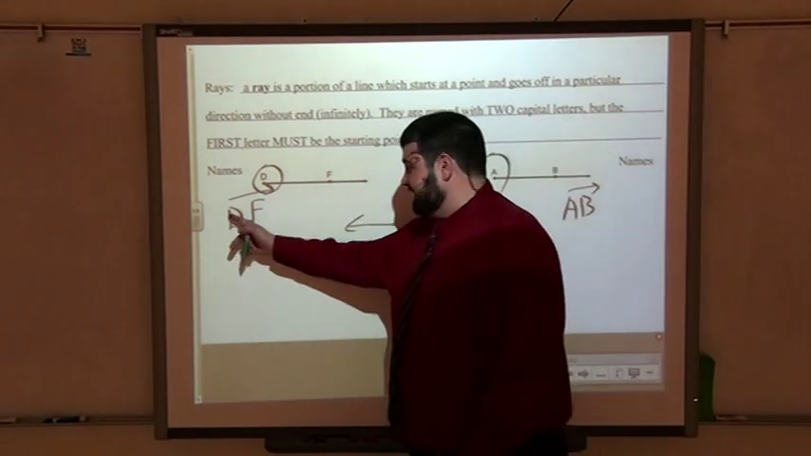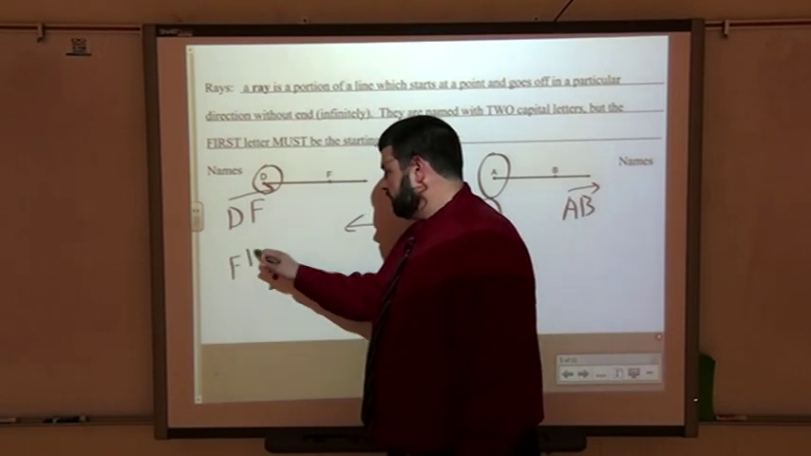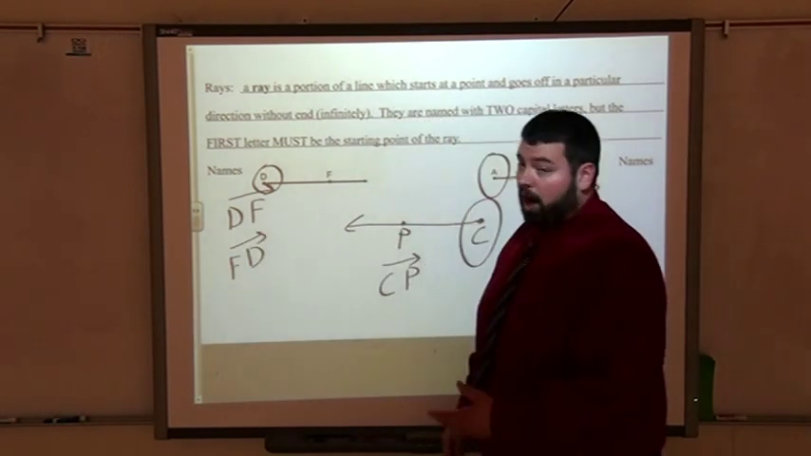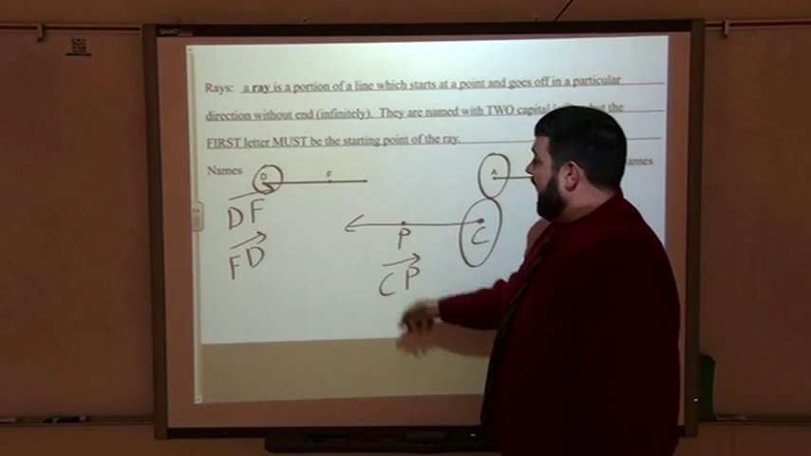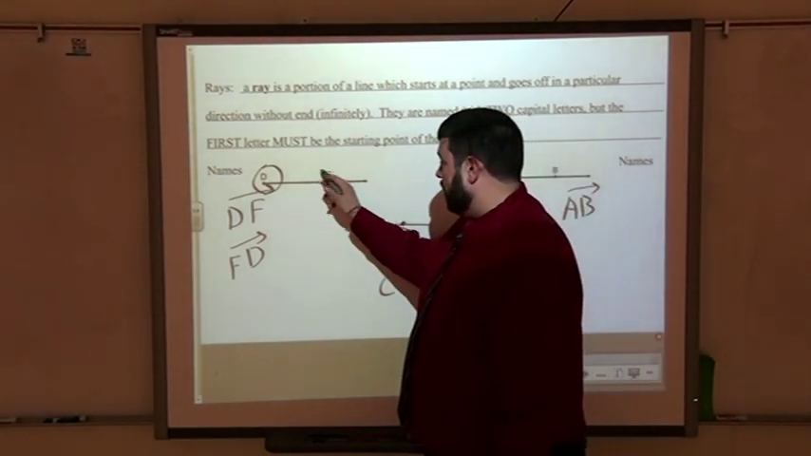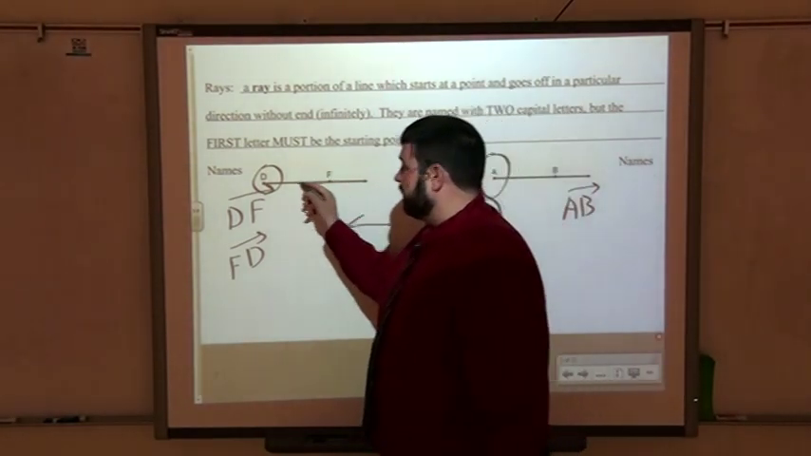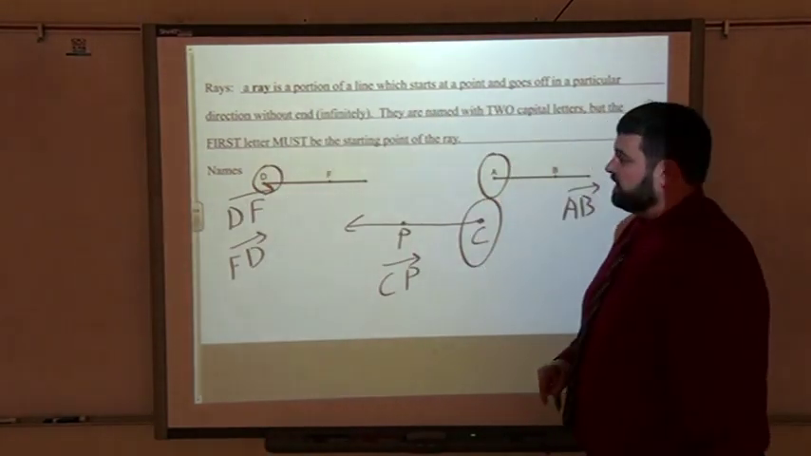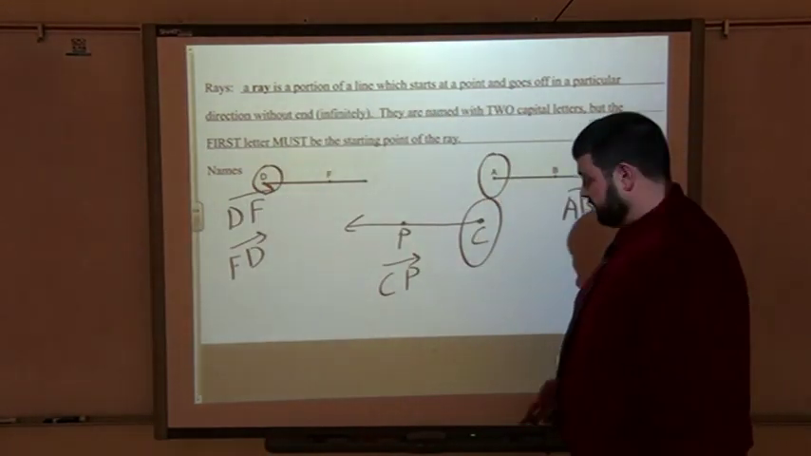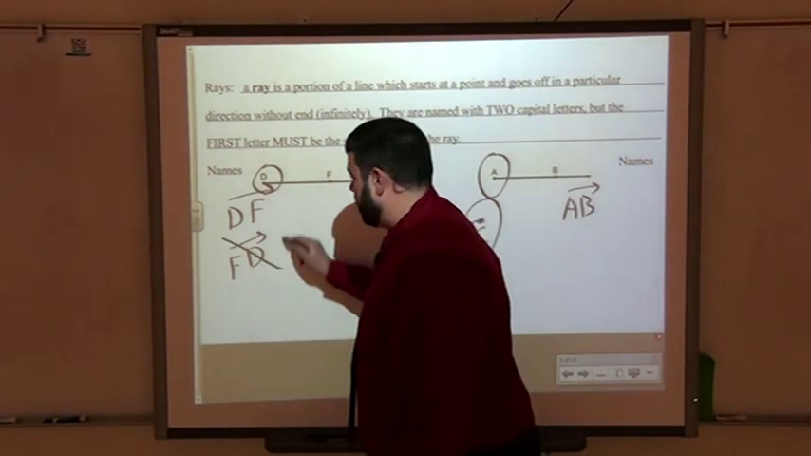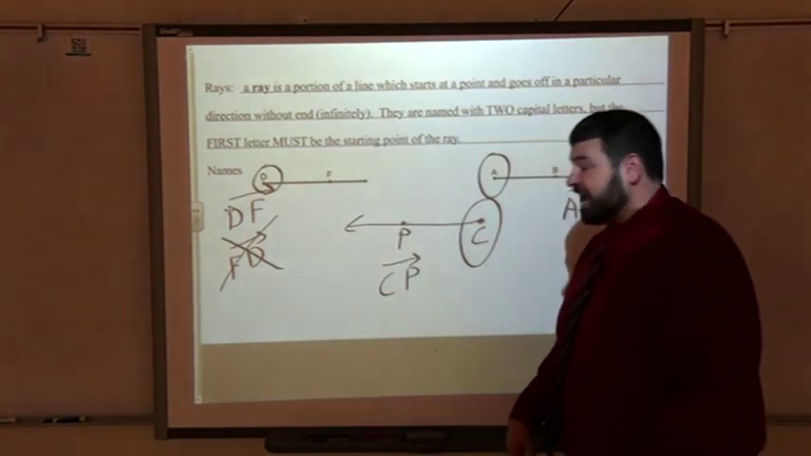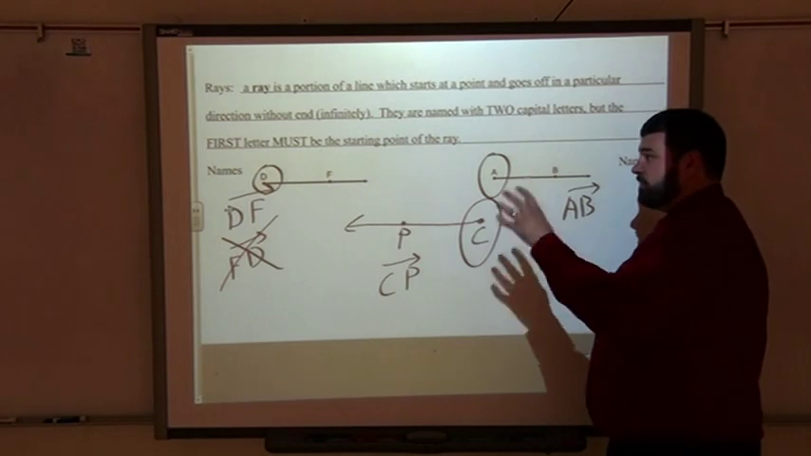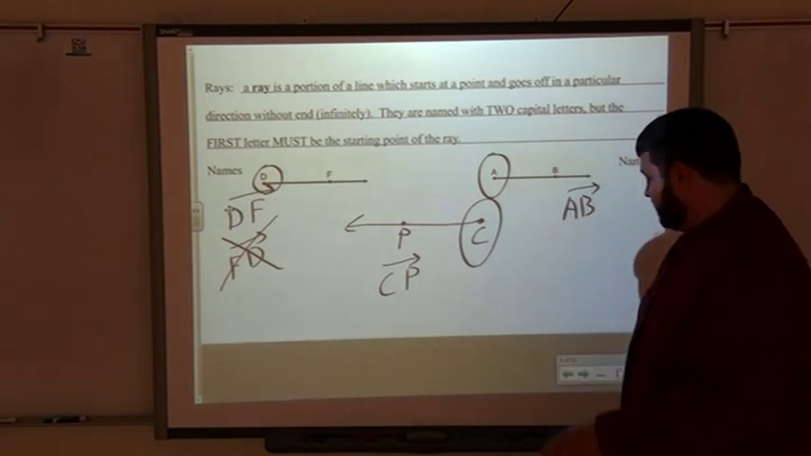Now notice that DF and FD would not be the exact same thing. FD for this example would start here at F and then go forever in this direction towards the wall, okay? Instead of going in the opposite direction for D to F. So make sure you know that the rays are not the same forwards and backwards. The rays have a particular way that you have to name those.